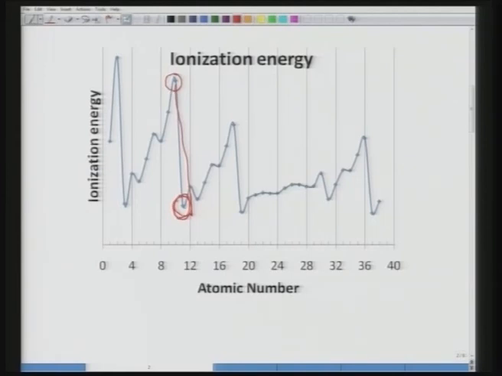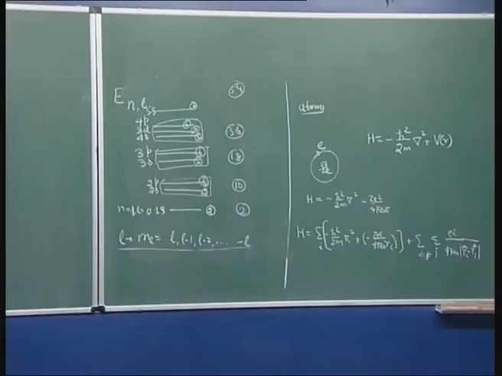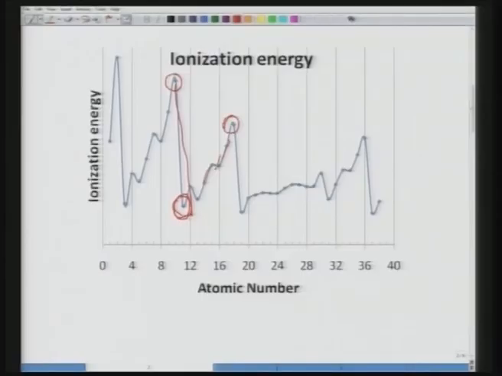But then it goes up, it goes up, it reaches here. This is 18, 18 is a shell closure. You can look at your board, the shell closes at 18. So, if you have 18 electrons, then the ionization energy is quite high, but if you have 19 electrons, the ionization energy all of a sudden drops. So, that shows the shell structure.